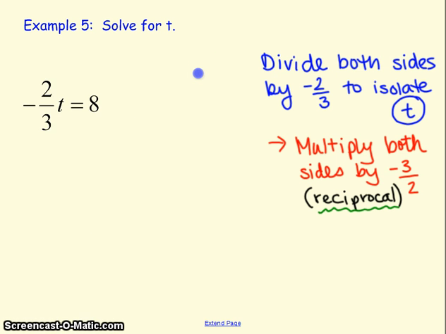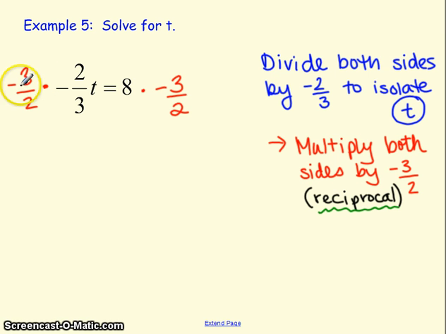I'm just going to move this problem over here so I have a little more room. I'm going to multiply both sides by negative 3/2. So on the left side, the 3 and the 3 reduce, and the 2 and the 2 reduce, and the negative times the negative makes a positive, so all I've got left is a t.